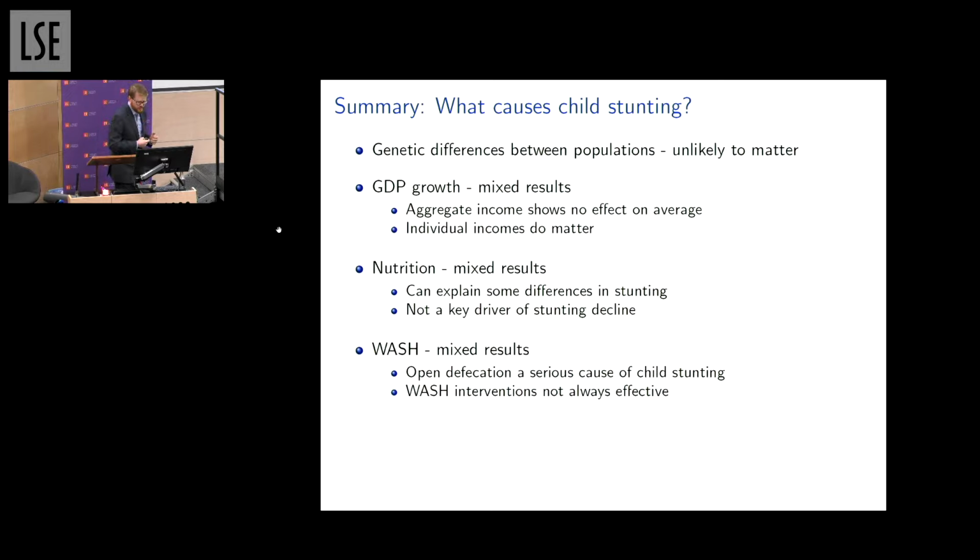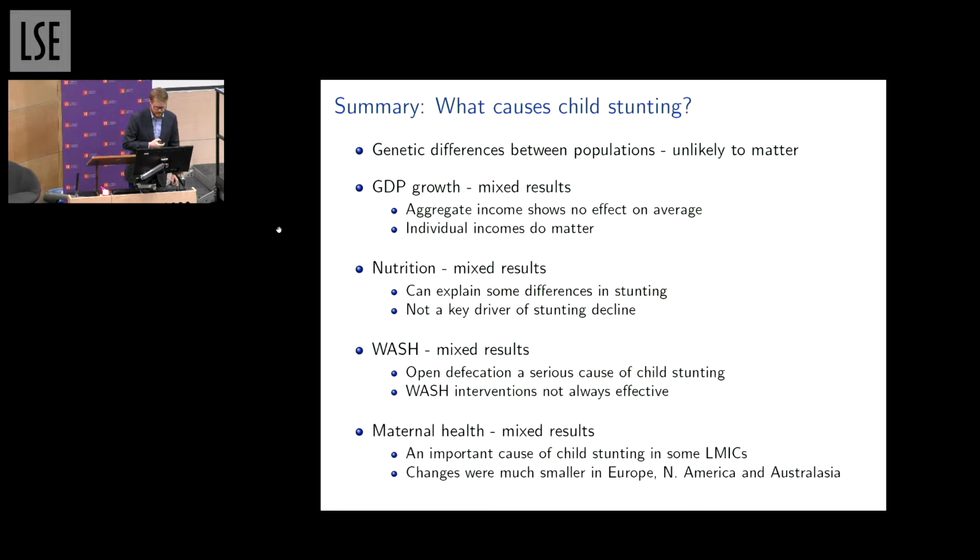If we think about WASH, again, mixed results. Open defecation is obviously a very serious problem, but WASH interventions are not always effective, and it's not clear that they were effective in history either. We haven't tested that properly. It's something that we as historians need to work on. And finally, we have some mixed results for maternal health as well. It seems to be a really important cause of child stunting in some low and middle income countries, but there are much smaller changes in Europe, North America, and Australasia. And so that's a puzzle.